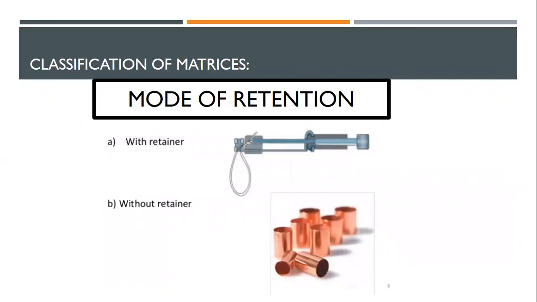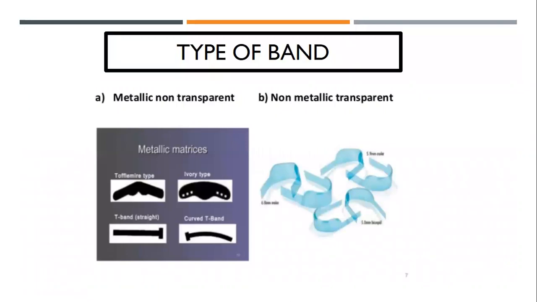So let's first discuss the classification of matrices. So based on the mode of retention, the matrices can be classified as with retainer, without retainer. With retainer, the most common example is the Tofflemire retainer that we use. Then based on the type of band, the matrices can be classified as metallic, non-transparent bands and non-metallic transparent bands.